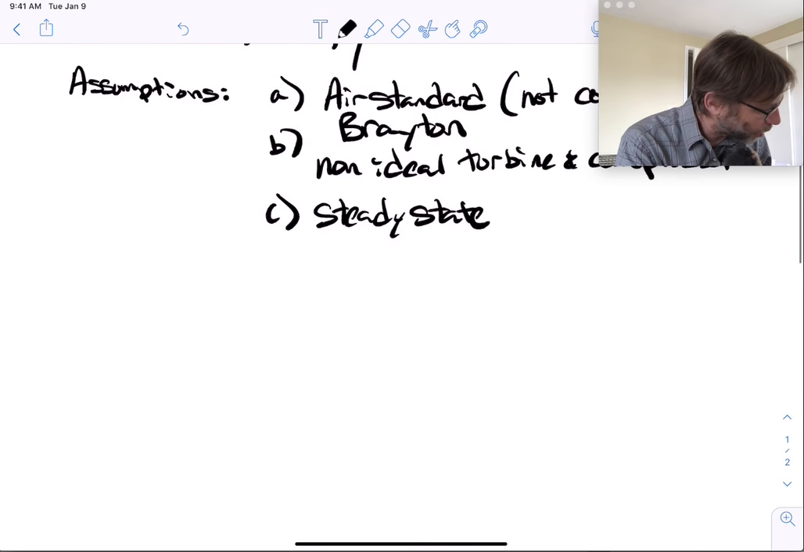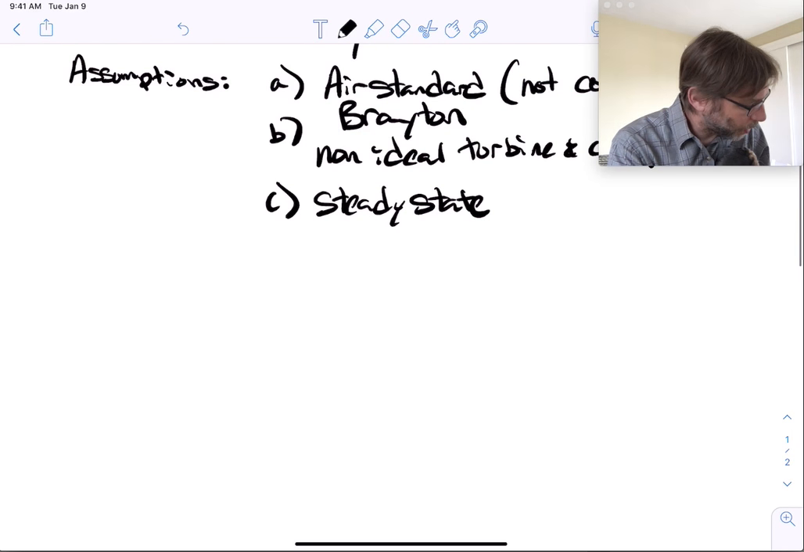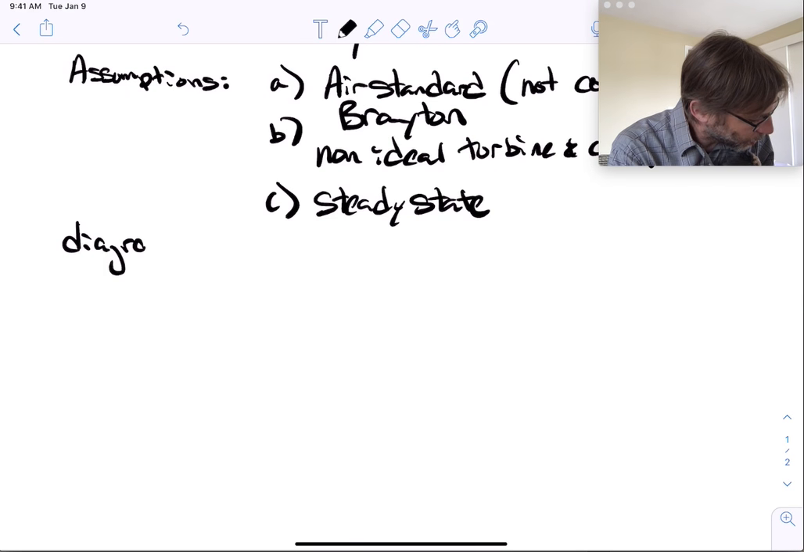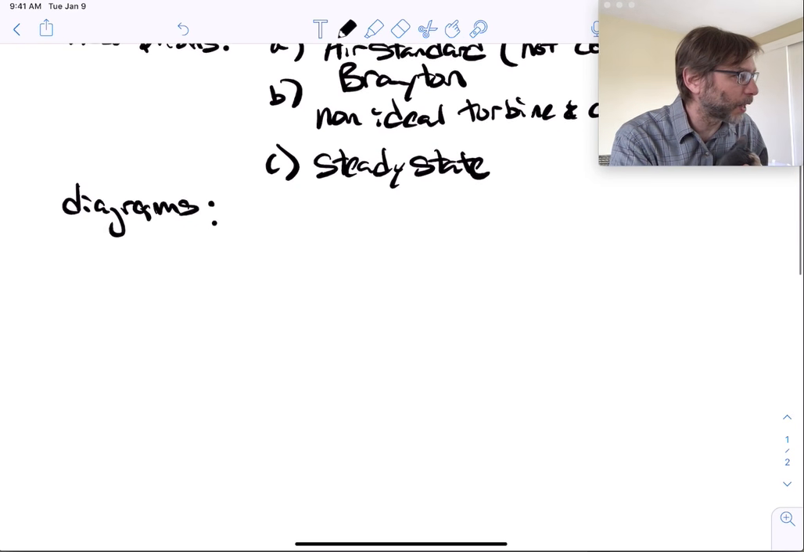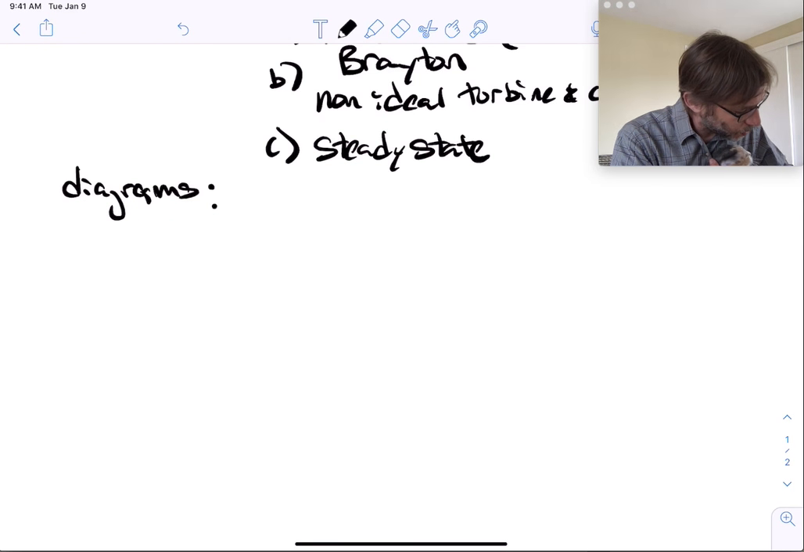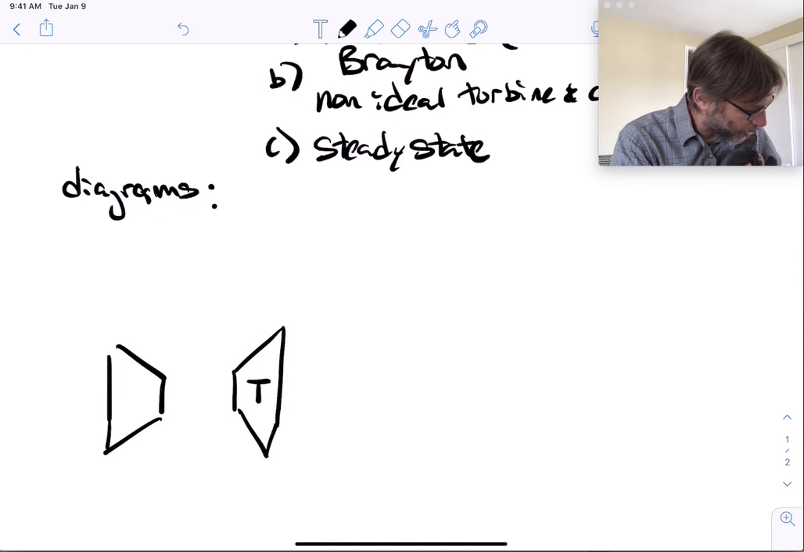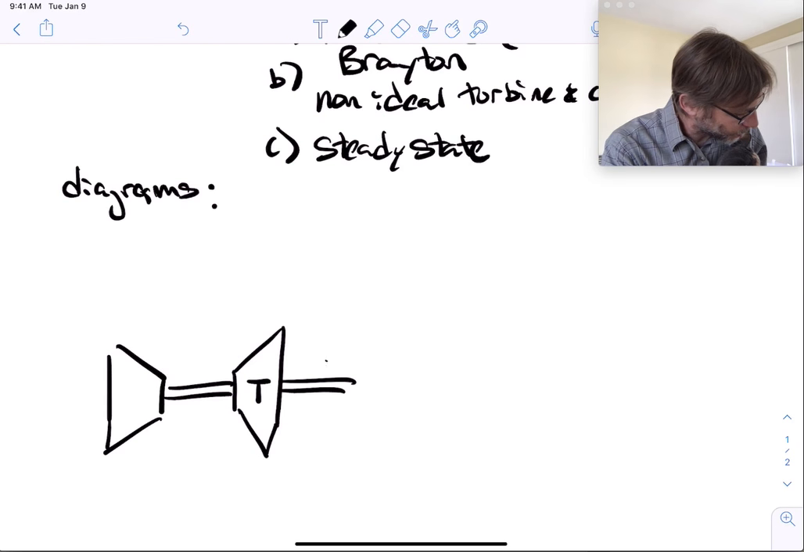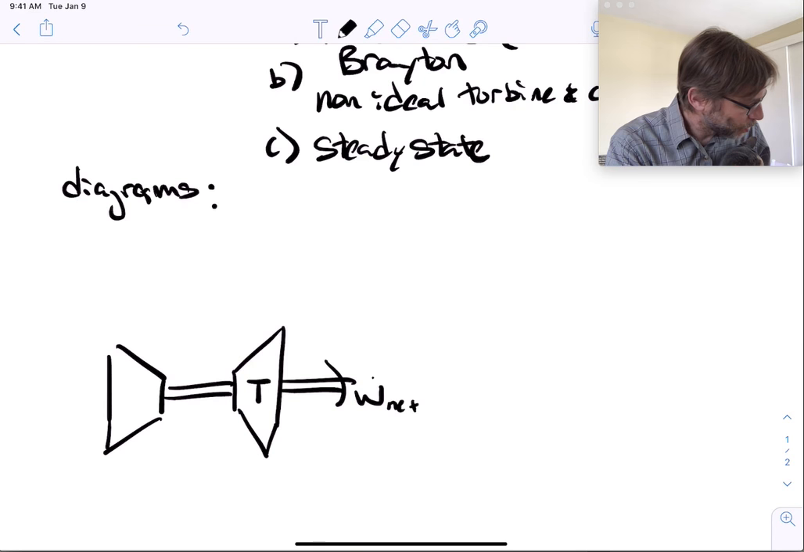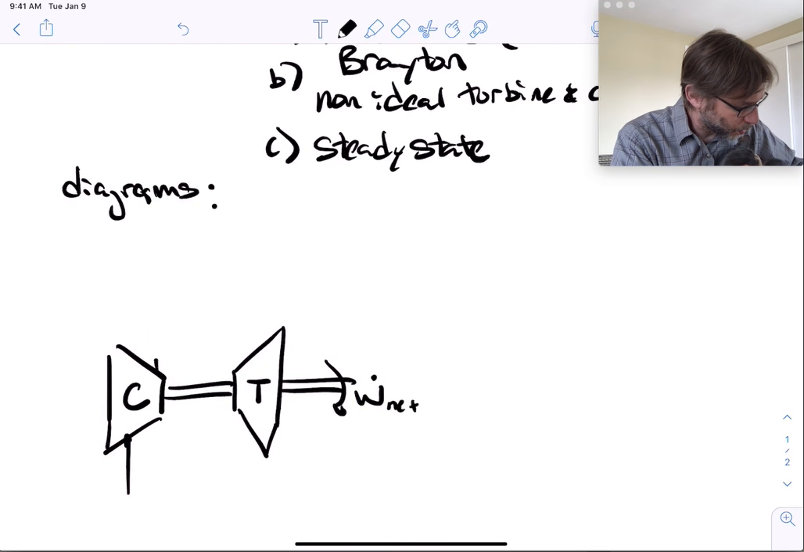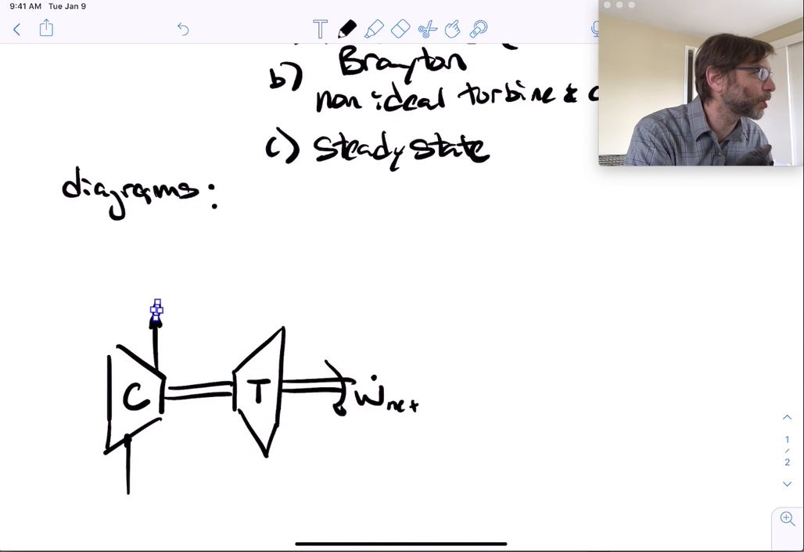Okay, now we are going to go through here and make our diagrams. We have a couple of diagrams. First, let's make our system diagram. We're going to have a turbine and compressor system. I guess we'll call this the turbine, and then these things are generally connected together. So that's the net work. Then the compressor kind of goes in like this. This is the compressor, and then we go into a kind of heat exchanger.